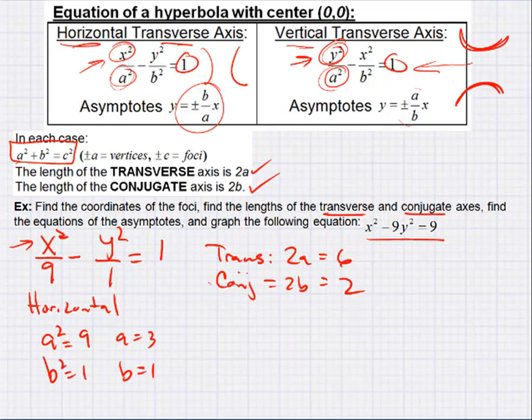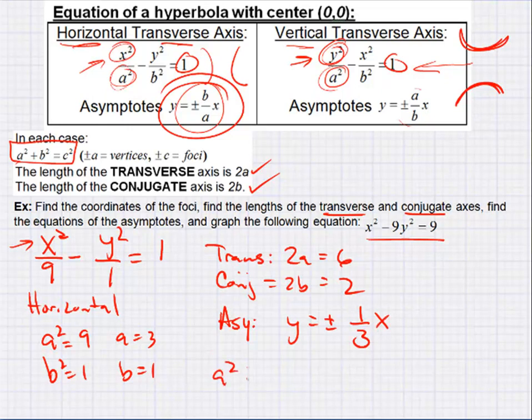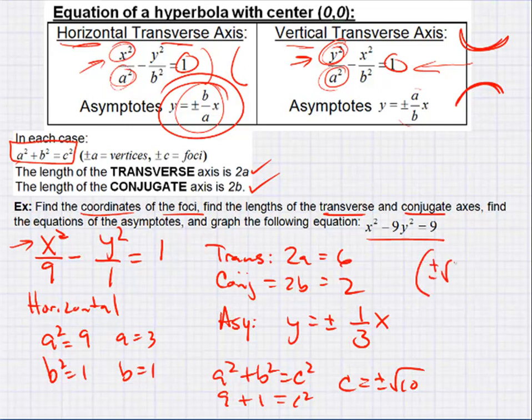The asymptotes, if my x is first and I have a horizontal transverse axis, is y equals plus or minus b over a, that's 1 over 3x. The foci is based off of a squared plus b squared equals c squared. In that case, I'm going to get 9 plus 1 equals c squared, so c equals plus or minus the square root of 10. Now, it said coordinates. If I have a horizontal transverse axis, these are x values, and the y values are 0, so those are my foci.